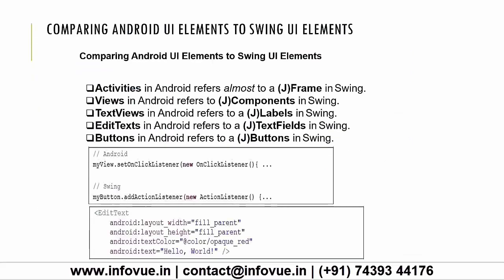Comparing Android UI elements to Swing UI elements. Android UI elements consist of activities, and activity in Android refers to JFrame in Swing. Views in Android refer to JComponents in Swing. TextView in Android refers to JLabel in Swing. EditText in Android refers to text field in Swing. Buttons in Android refer to buttons in Swing. These are the similar terms which we are using in Android and Swing, but the names of the components are different.